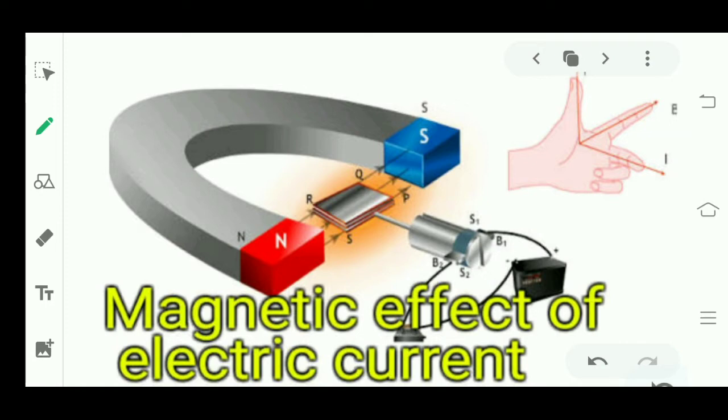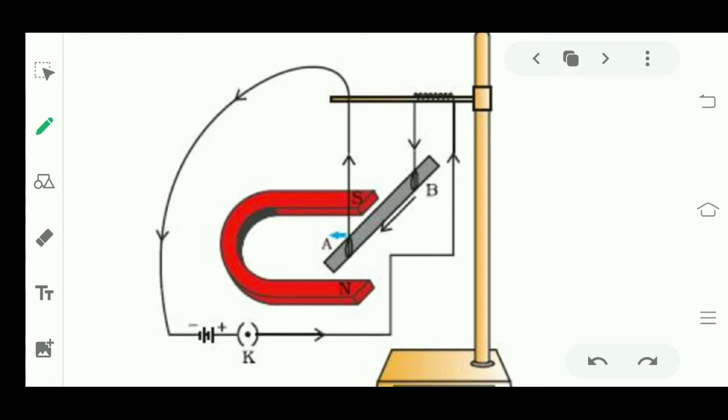So in the last lecture we completed the electric motor, based on the principle that a current carrying conductor is placed in a magnet. When we place a current carrying conductor in a magnet, it will experience a force, right? But if I say that I want to move this magnet around this rod, or I want to move this rod around this magnet.